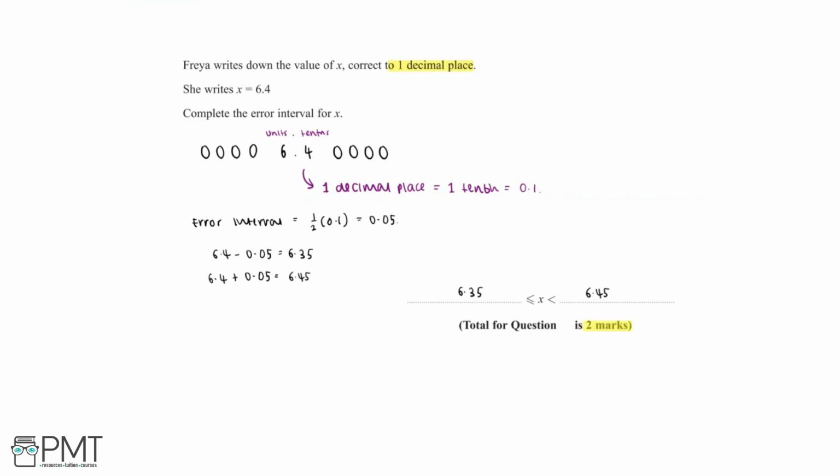Now this question is worth 2 marks. We get the first mark for correctly writing 6.35 on the left hand side, and we get the second mark for correctly writing 6.45 on the right hand side, allowing us to get the full 2 marks needed in this question.